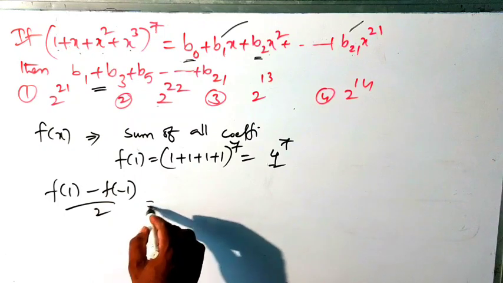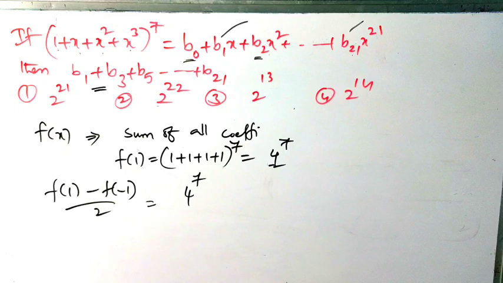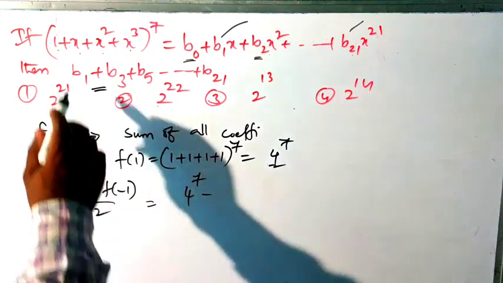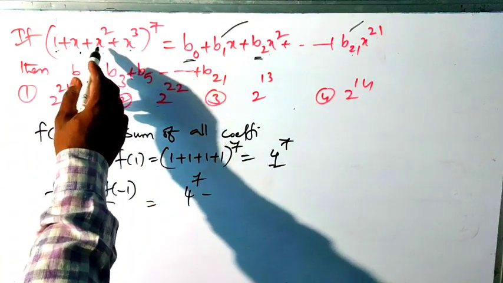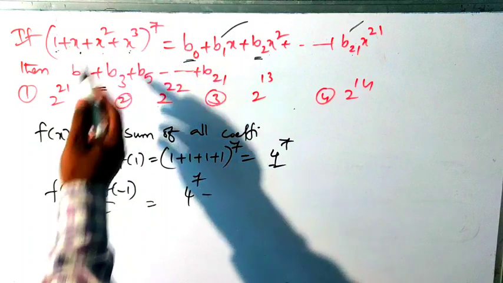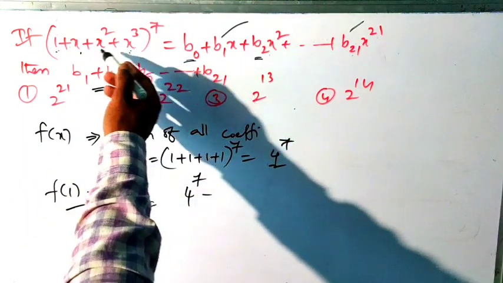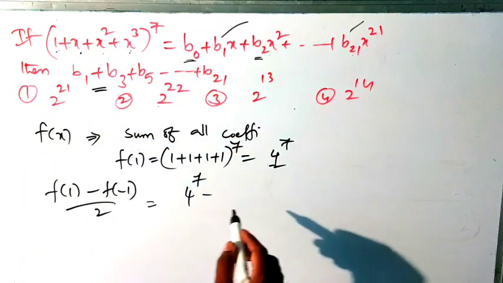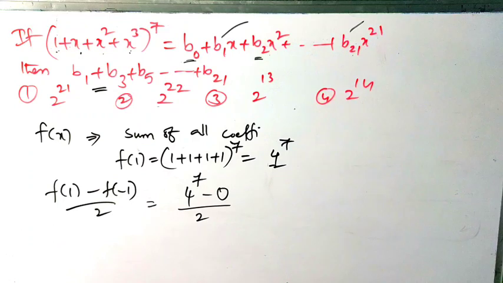So f(1), what do we get here? f(1) is nothing but 4⁷. Next, minus f(−1). f(−1) is nothing but 1 − 1, both are cancelled. Minus 1 whole square is plus 1. Minus 1 whole cube is minus 1. So minus 1 plus 1, minus 1 plus 1, both are cancelled. So we get 0, divided by 2.